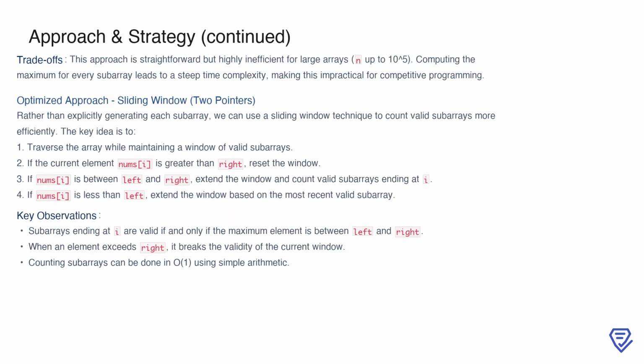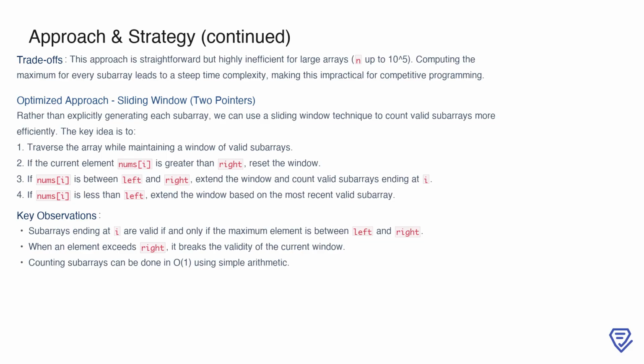The brute force method, while straightforward, becomes infeasible for arrays with large sizes, such as when n reaches 10^5. The repeated computation of maximum values for every subarray results in a steep time complexity, which makes it unsuited for competitive programming. To address this, a more efficient solution is to use the sliding window technique, also known as the two-pointer approach. Here, we avoid explicitly generating subarrays by dynamically maintaining a valid window as we traverse the array. If the current element exceeds right, the window is reset, as no subarray containing this element can be valid.